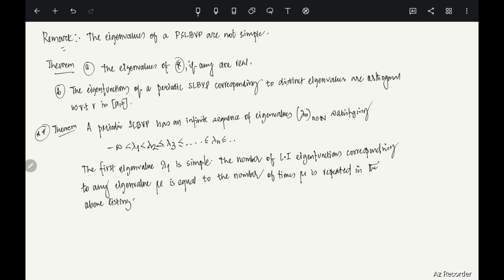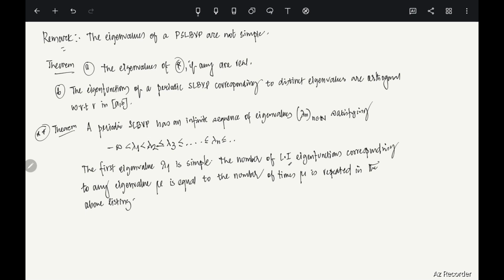Now what you can say is this. Let's say mu is any one of the eigenvalues, and corresponding to that mu, let's say mu is repeated 10 times in this scheme. Then the number of linearly independent eigenfunctions corresponding to that mu will be 10. So it is the same as how many times it is repeated.